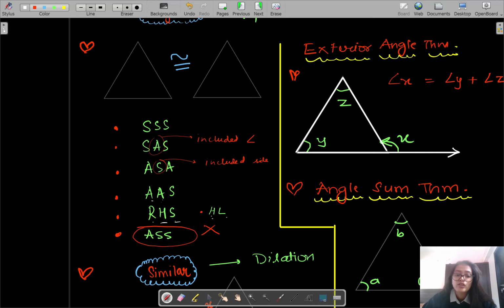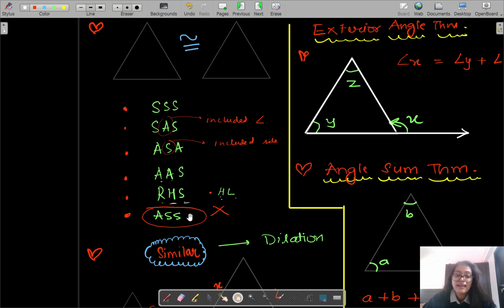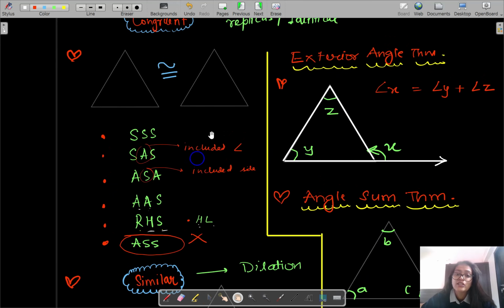Now, some students also think that ASS is also a congruency criteria, but it's not. And if you find it difficult to remember that ASS is not a congruency criteria, then just think that ASS is spelling for as, and as is a bad word. So that's why ASS is not going to be a congruency criteria.